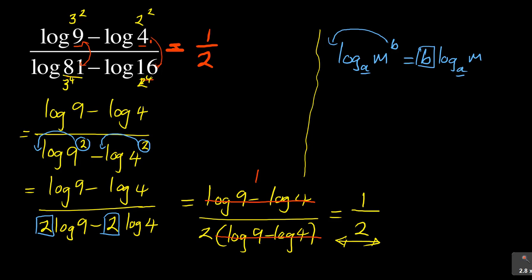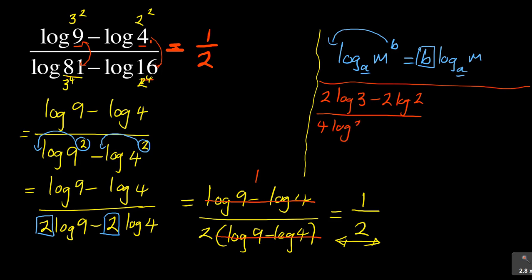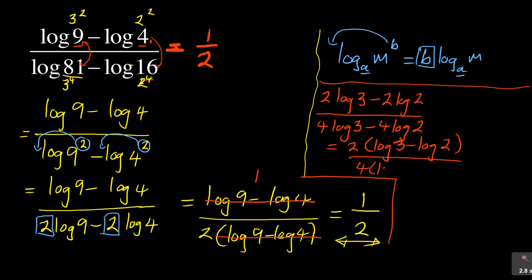If I can use a different marker here, it was another option in terms of 3 and 2. If you drop the power, remember it's 3 squared, so 2 log 3 minus 2 log 2, over, now the 81 is 3 to the power 4, which is 4 log 3 minus 4 log 2. So you see that you're expressing everything in terms of 3 and 2. This simplifies: you factorize 2 on top, it is log 3 minus log 2, all over 4, factorizing, log 3 minus log 2. So you've got 2 over 4, and still it is 1 over 2. That was one way of doing it.